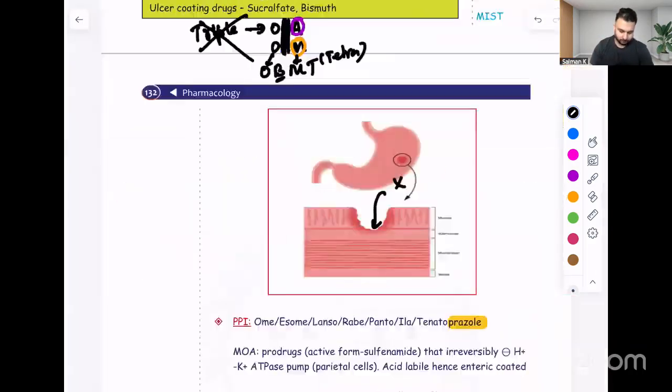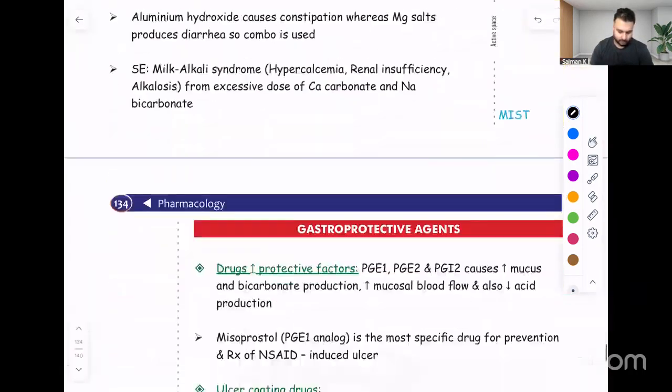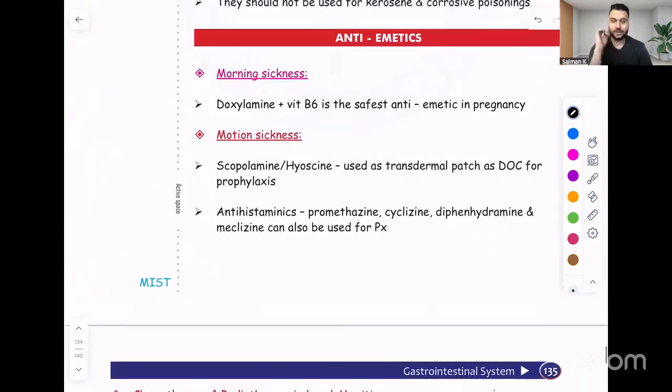Next in this topic, they will ask is antiemetics. So make sure you know about this antiemetics also. Morning sickness, meaning pregnancy induced vomiting, we need to give doxylamine plus pyridoxine, right? Doxylamine plus pyridoxine. All right.